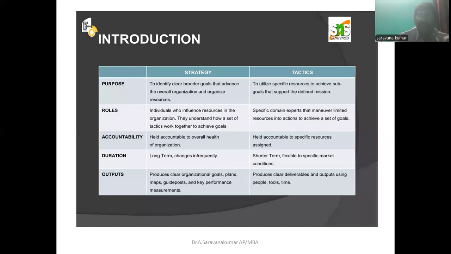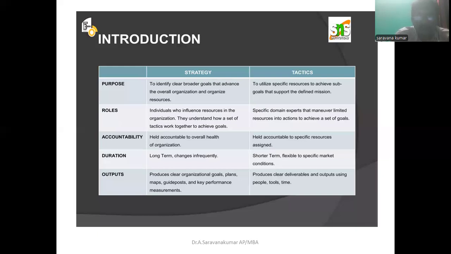So next we are going to discuss the difference between strategy and tactics. Strategy will differ from tactics. So what do you mean by strategy? We discussed. Purpose: to identify clear, broader goals that advance the overall organization and organize resources. Tactics: to utilize specific resources to achieve sub-goals that support the defined mission. So what tactics are you using to achieve the particular goal.